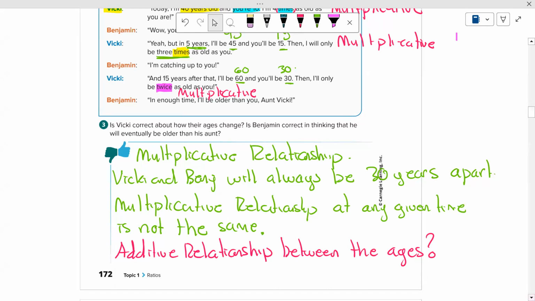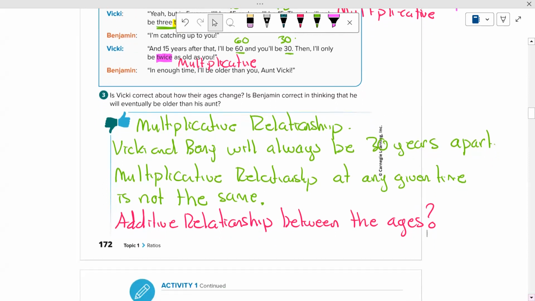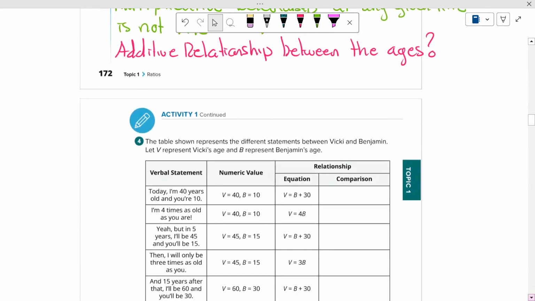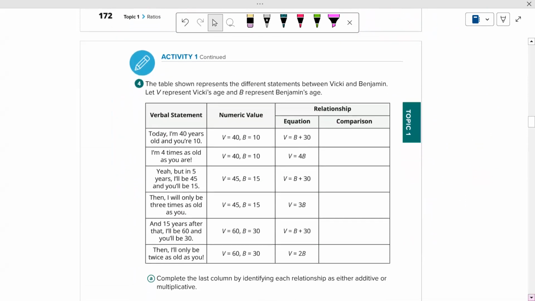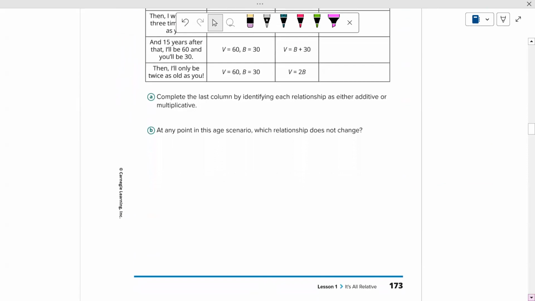All right, so we officially completed page 172. So let's do a small recap. We talked about additive relationships and multiplicative relationships. Additive relationships deal with addition or subtraction. Multiplicative relationships deal with multiplying or dividing. So we haven't started ratios yet, but we will get there. So let's finish up additive and multiplicative relationships. So we completed page 172. We are now on page 173.